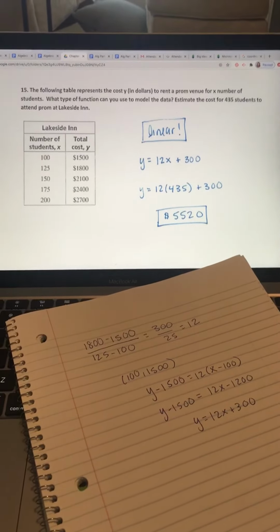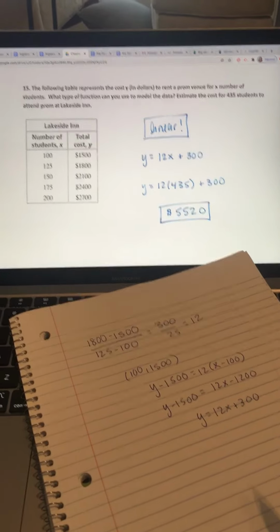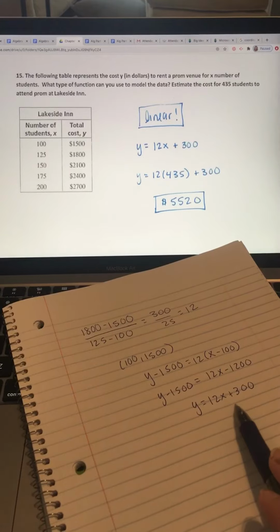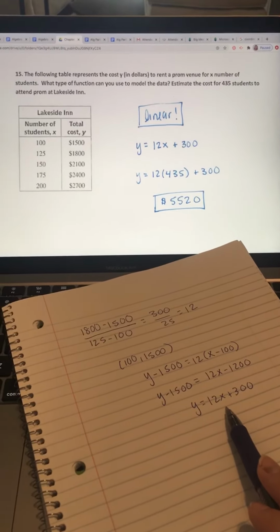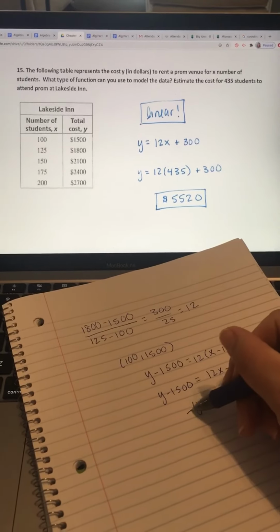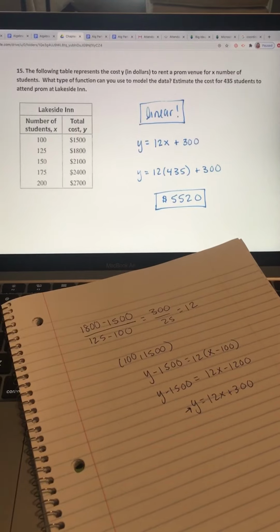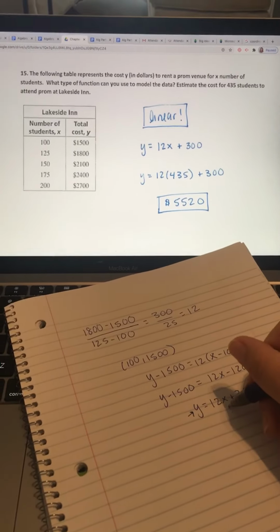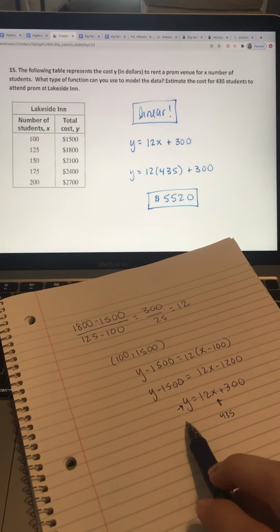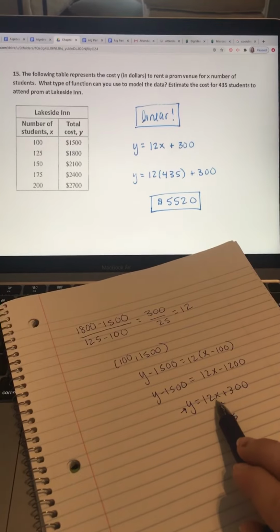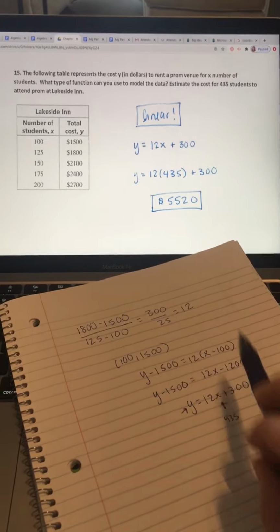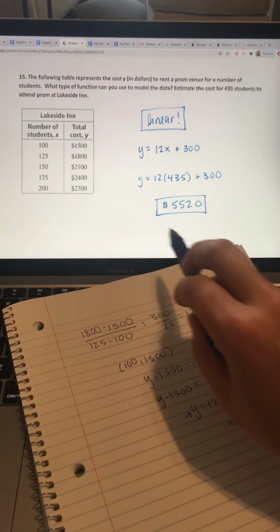And then whenever it asks the follow-up question, it's either going to ask for your y or your x. So our y stands for cost, our x stands for students. It asks us to estimate the cost, so it means estimate y when there are 435 students. It tells us how many students there are, and it wants us to find the y, the cost. So I just plug in 435 for x and take 12 times 435 plus 300, and that's where that 5,520 comes from.